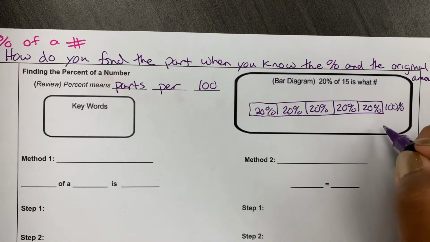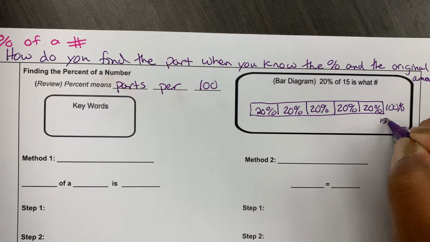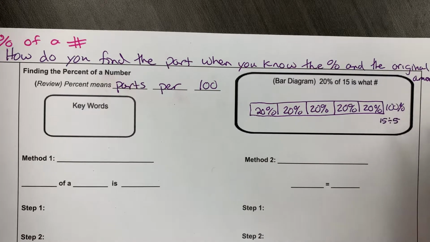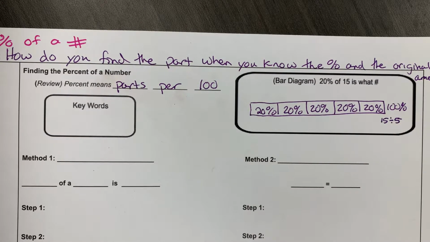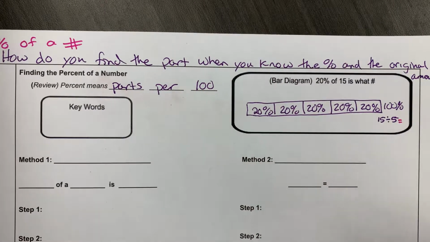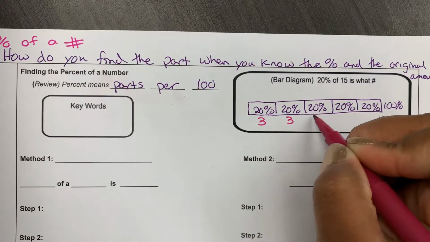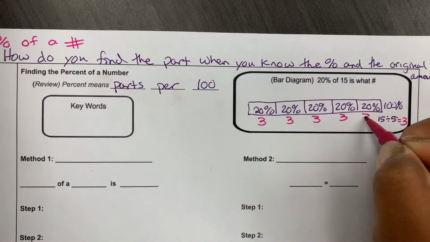Well, each of those 5 sections has to have the same amount in it. So I would take 15 and divide it by 5, so I can give each one of those sections the same amount. In this case, 15 divided by 5 is 3. So that means each one of these sections would represent 3.